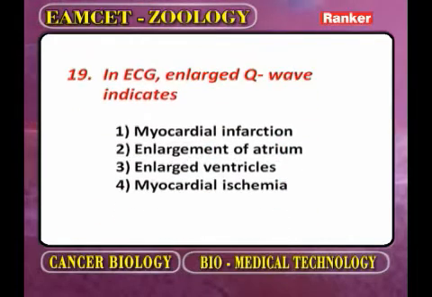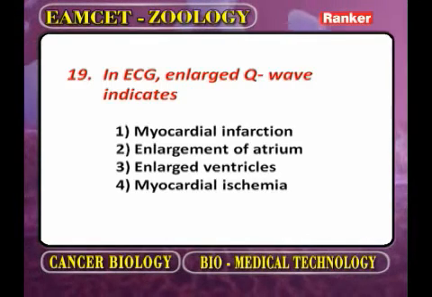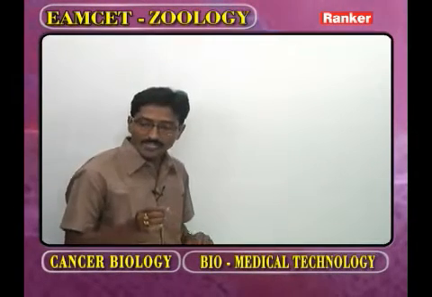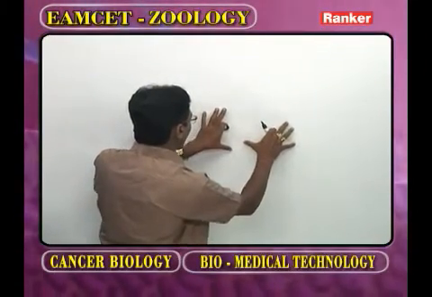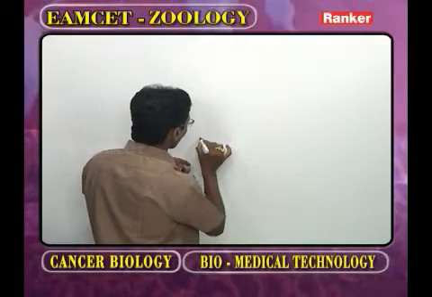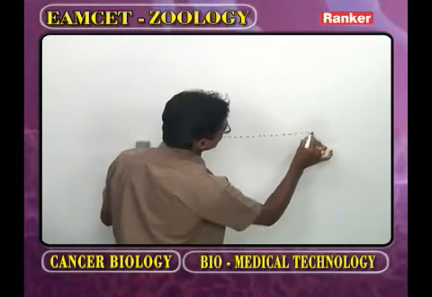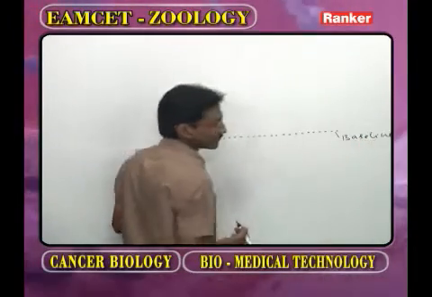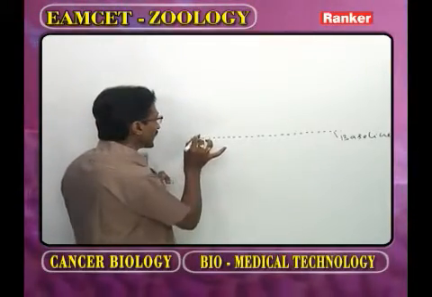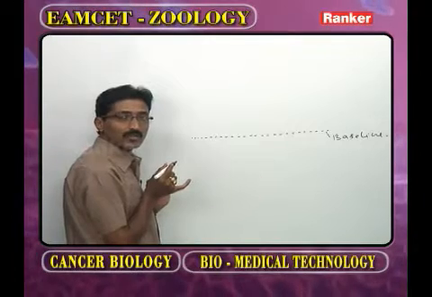The next, in ECG, electrocardiogram, enlarged Q wave indicates. Now as we observe the ECG, electrocardiogram, that is the instrument, the electrocardiograph, that is the graph paper coming from the instrument. In the graph paper there is a baseline. This one we call the baseline. Based on this baseline, the graph is drawn by the instrument known as ECG.